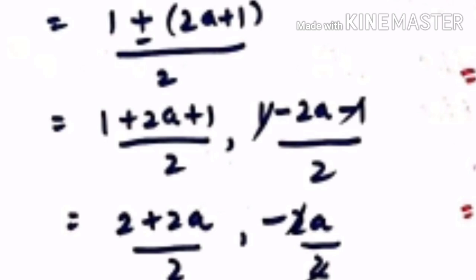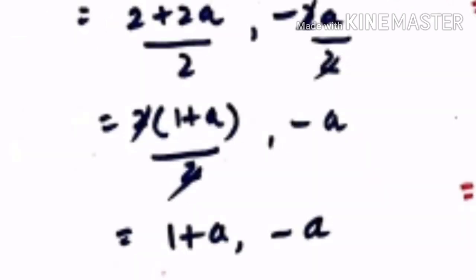You see, out of the bracket there is a minus sign, so inside also minus. So now 1 gets cancelled. So 2 plus 2a by 2 and minus 2a by 2. Again that 2 gets cancelled, and then I get 1 plus a and minus a as my final roots.